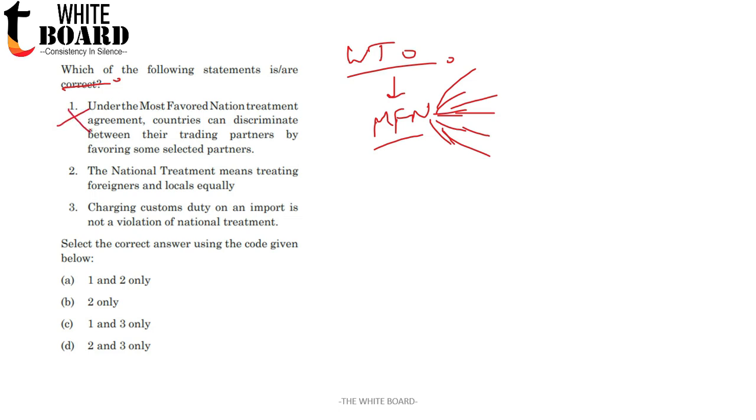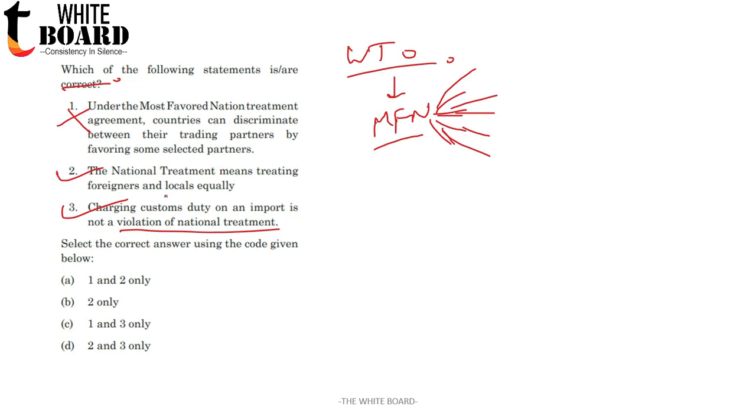If you have joined the WTO agreement, you have to give MFN status to each of the member nations of WTO. National treatment means treating foreigners and locals equally. Yes, this is correct. If you have signed the WTO framework, then the imported products of the other fellow members, you have to treat them at par with your domestic industry. It means no special favors can be granted to domestic industries. Understood? Charging customs duty on an import is not a violation of national treatment, and it is indeed correct. Yes, you can charge customs duty on that product.